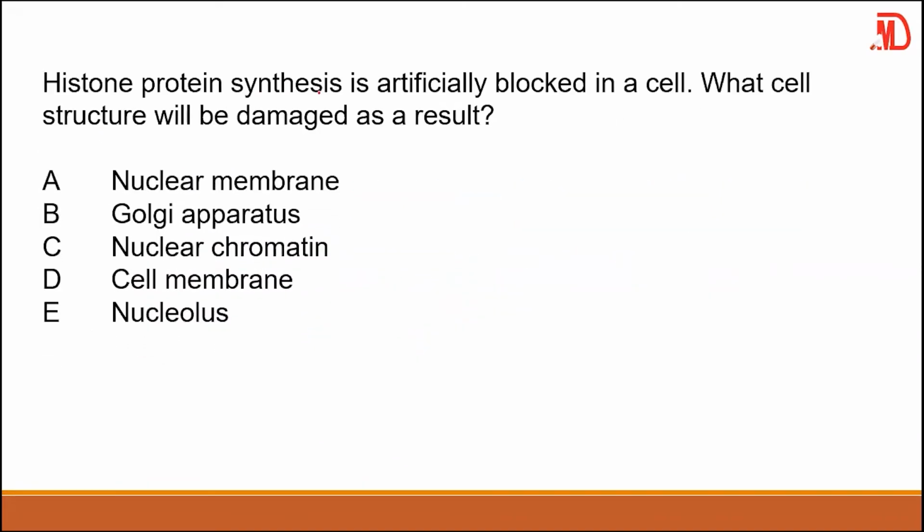So histone protein synthesis is artificially blocked in a cell. What cell structure will be damaged as a result? So over here, our concern is what? Inhibition of histone production or histone synthesis. What happens when this is blocked?